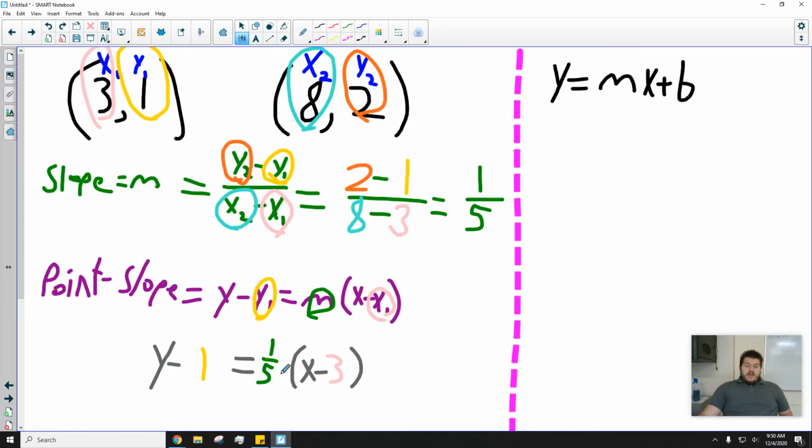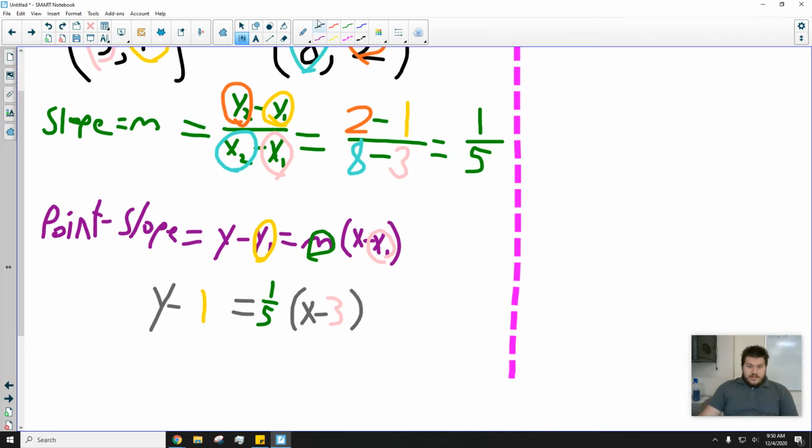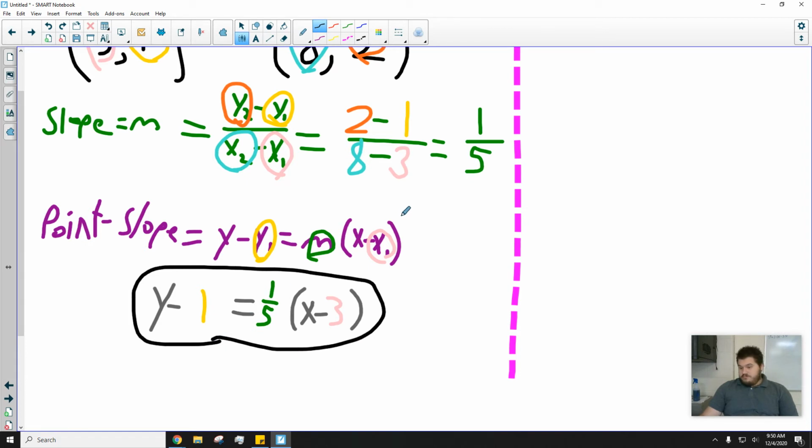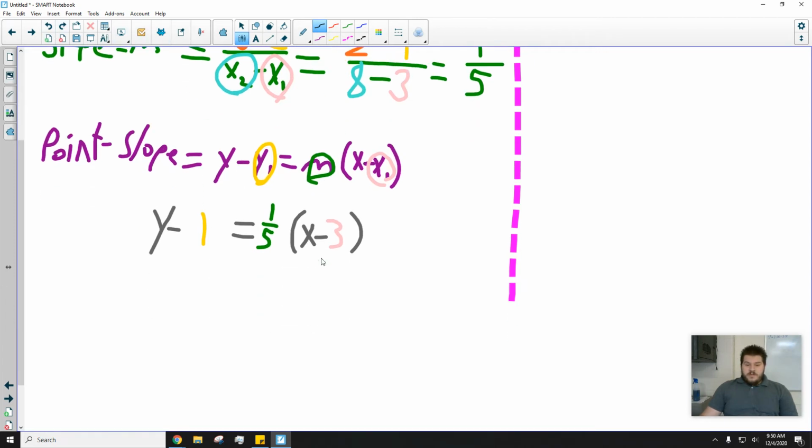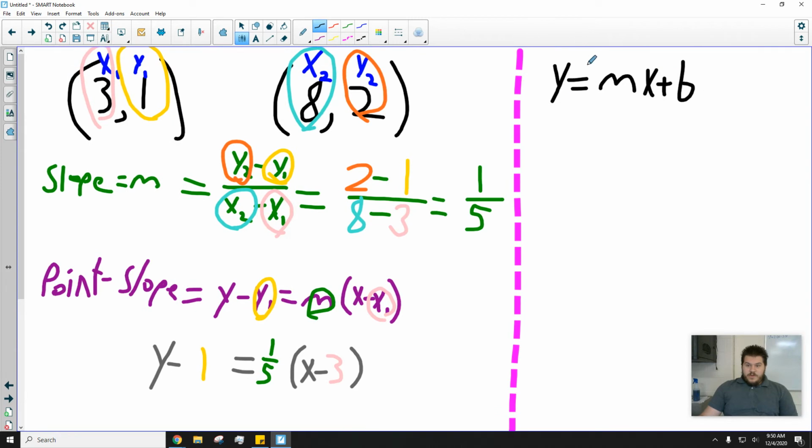There we go. Now the issue is we don't know how to graph this, and we want to have an equation of a line we can graph. Technically speaking, at this point, this is correct. This is the equation of a line. It's just in point slope form. But for our purposes, we want to take it to this form right here, y = mx + b.